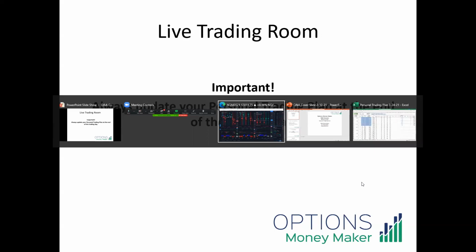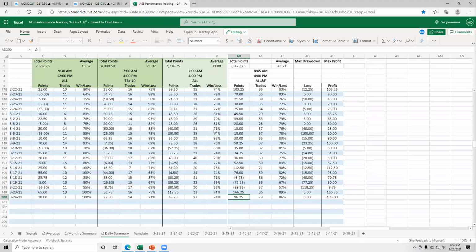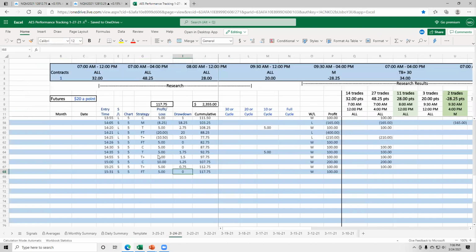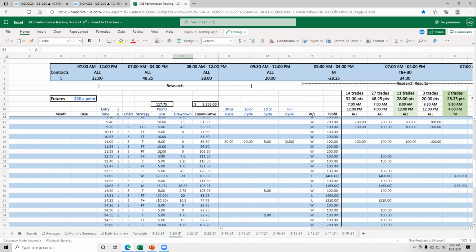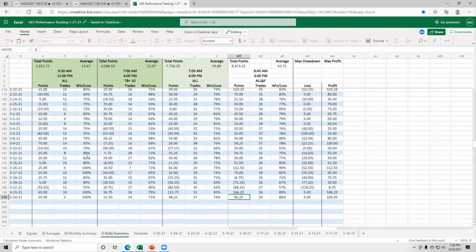So the first thing we do is look at our performance. Aaron has created this really robust tool for us to track the detail of our performance every day. Trade by trade, every trade is recorded. These are off the adaptive entry system signals. We record the time of the trade, whether it was long or short. Remember, this is all NQ, which is the NASDAQ 100 futures, what strategy it was, and what the profit and loss was. These are stated in point increments, and each point has a $20 value. So we record all the detail throughout the day, and then it's summarized on the daily summary.